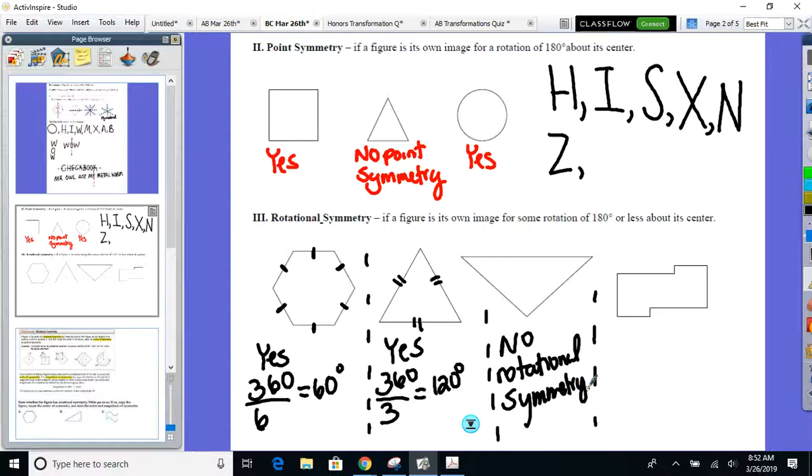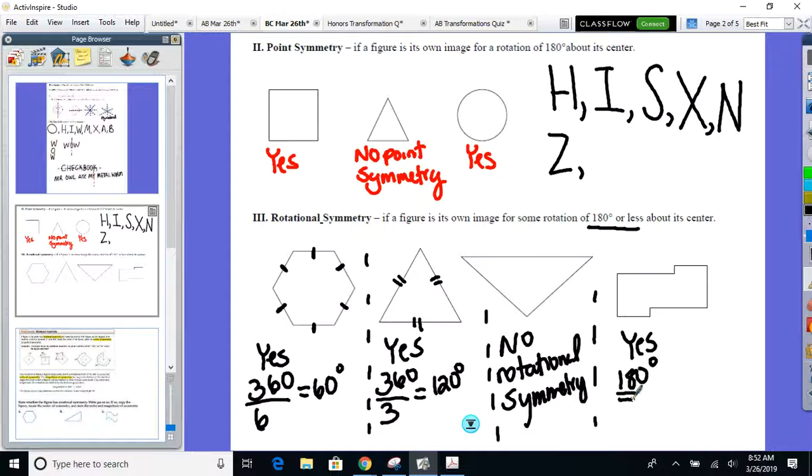Take a look at this figure. Does it have rotational symmetry? 180 or less. Turn your paper if you need to. Keep rotating it till you hit 180. Do you see the figure back? You do see it back, yes. How many degrees do you have to rotate it? 180 degrees.